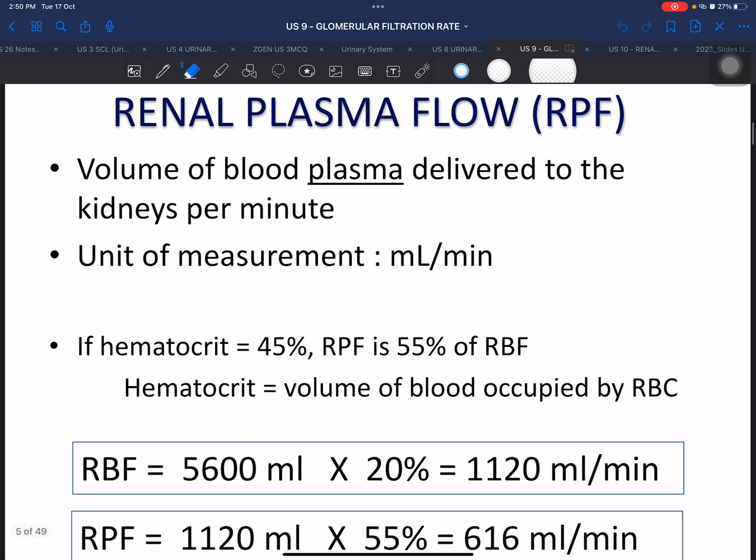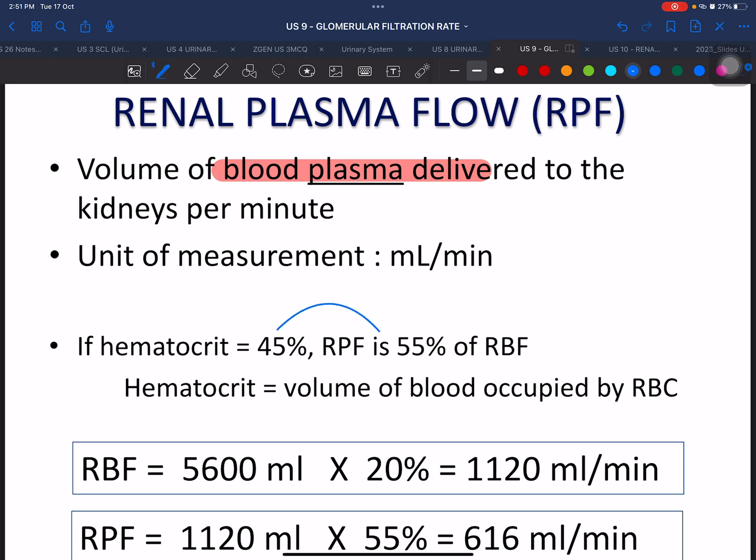So what is renal plasma flow? The renal plasma flow is the volume of blood plasma delivered to the kidneys per minute, measured in ml per minute. Hematocrit is the volume of blood occupied by RBC, and we know that this cannot pass through the filter. So if hematocrit is 45%, then renal plasma flow is the remaining 55% of the renal blood flow.